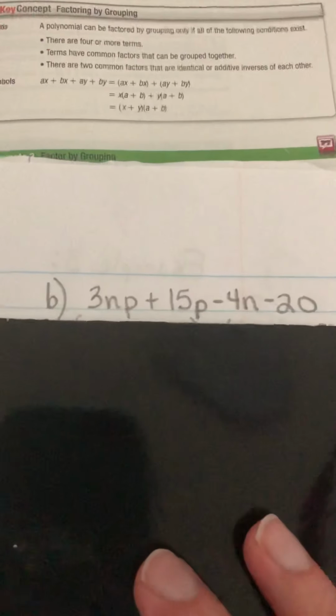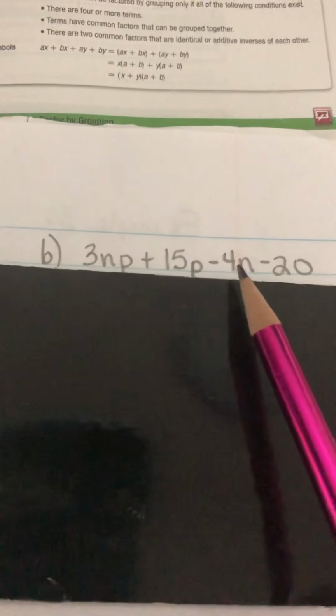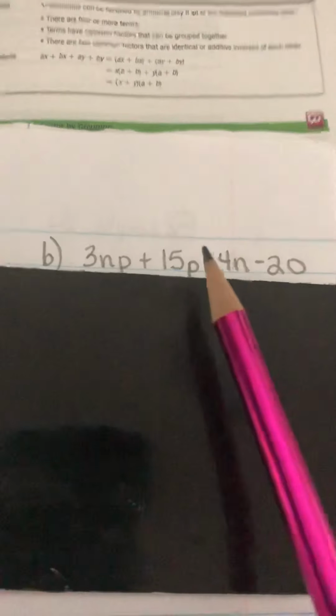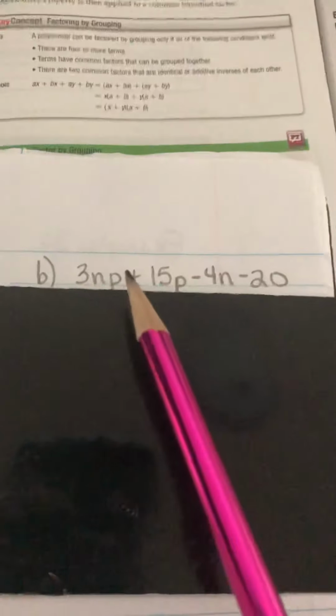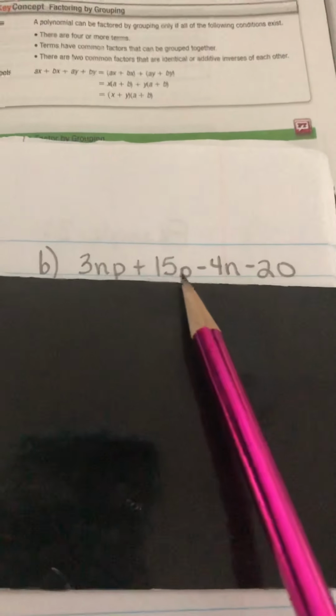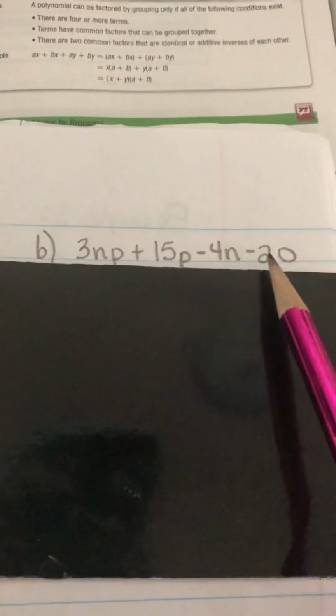So let's look at another one of those because I know these are very different. Check out B here. Right away you might notice the n's. The first term and the third term both share an n, so you could factor out an n. And then these two both share a 5, so you could factor out a 5. Or you might see here that these both share p. And then these both share a 4, so you could factor out a 4.